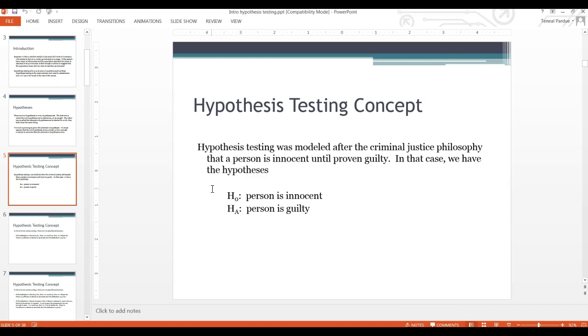So for that reason, we never conclude H naught. We never accept H naught. We never say we have proof of H naught. We only say we fail to reject H naught.